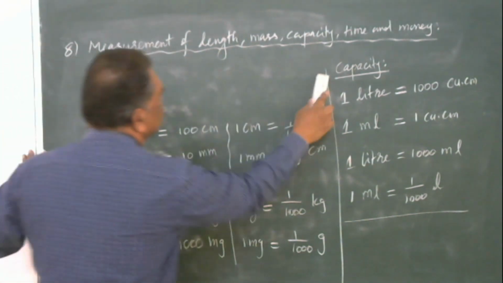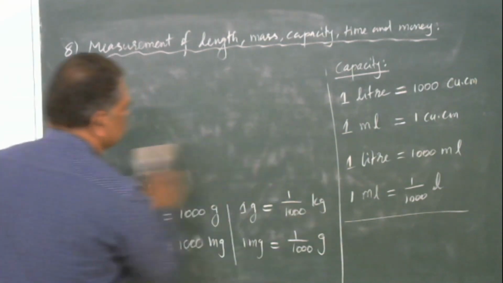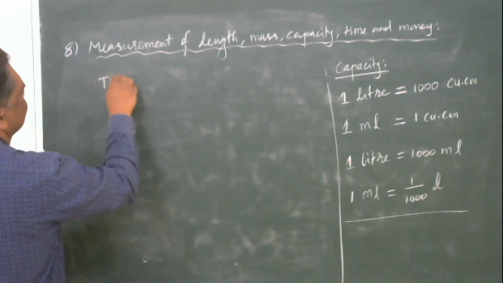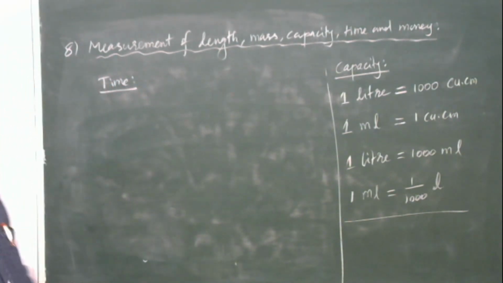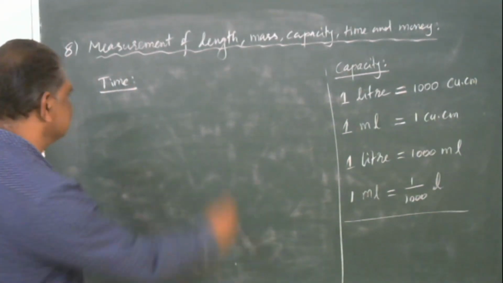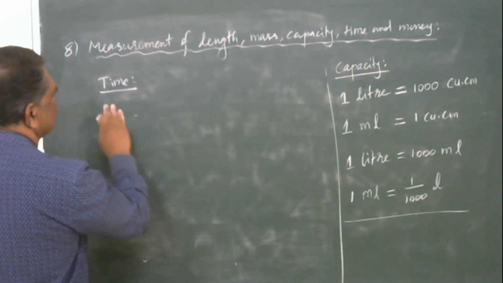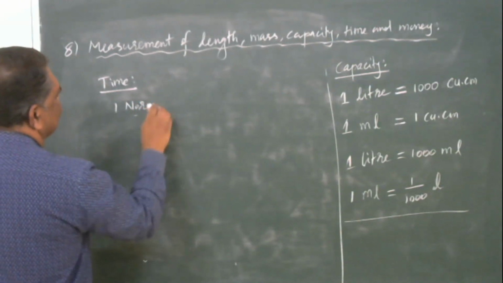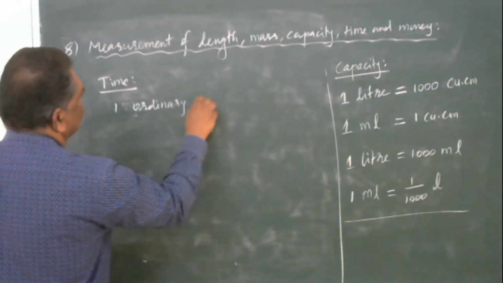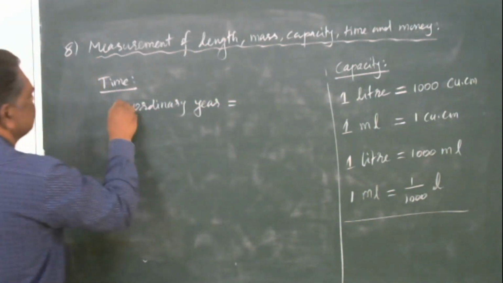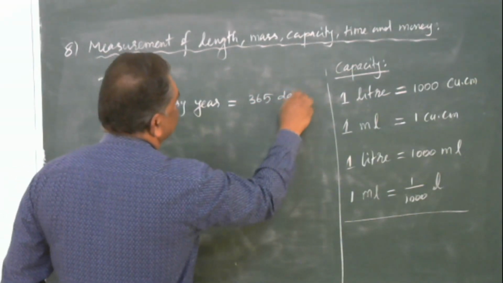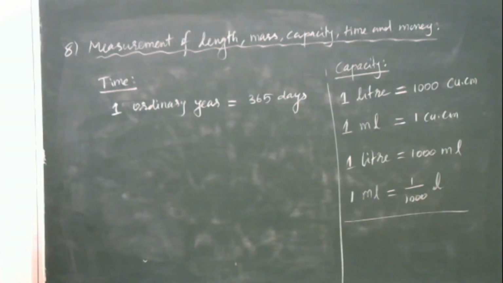The next unit is time and money. Time, all of you know, is in terms of years, days, hours, minutes, seconds. So 1 normal year, or we say an ordinary year. How many days will be there? You know very well, 365 days will be there in one normal year.